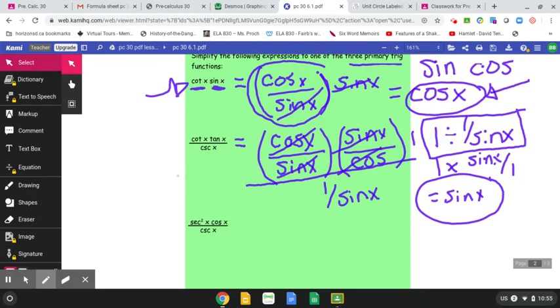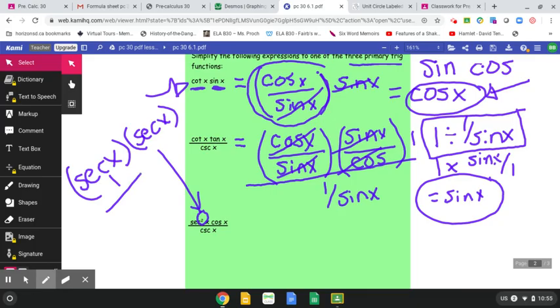All right, now we got this next question, which says secant squared x times cos x divided by cosecant x. Don't let that little squared scare you. It just means there's 2 of them. It literally means secant x times secant x. That's what that little squared means. So that is literally 1 over cos times 1 over cos, because secant is the reciprocal of cos.